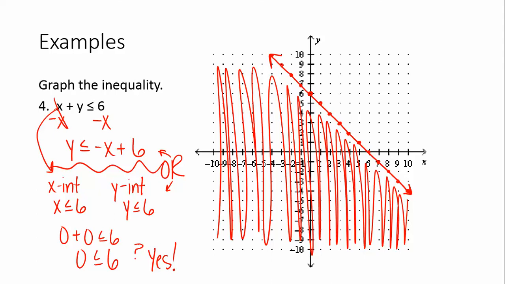Hopefully you were able to graph that one on your own using either the method where you solve for y or you use the intercepts. Then you were able to successfully pick a point, plug it in, see if it solved the inequality truthfully, and then shade properly.